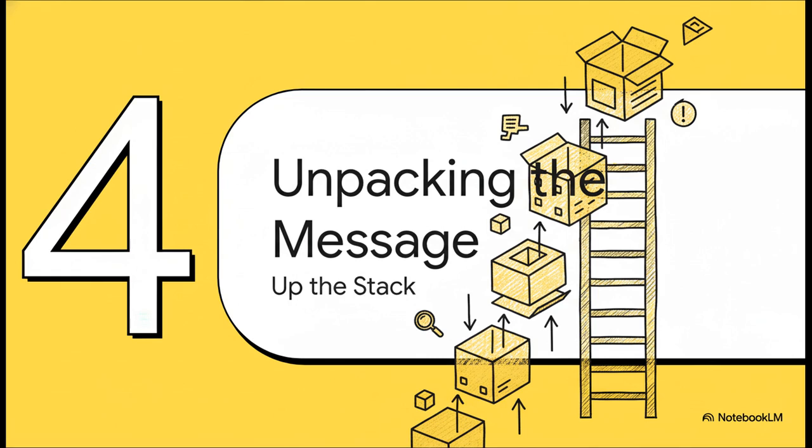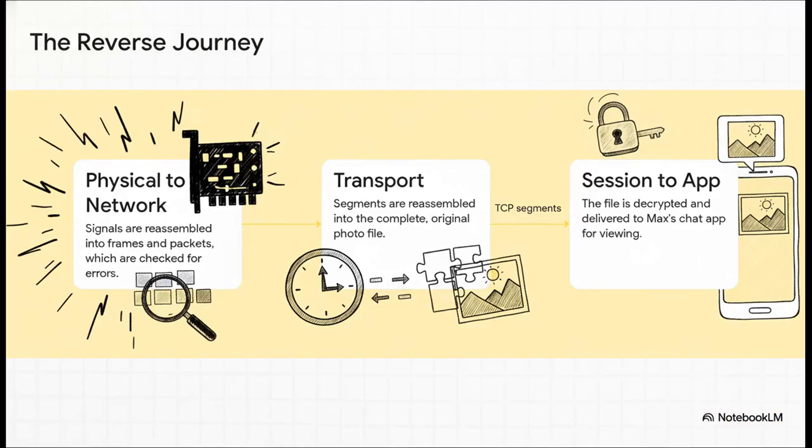So what happens when those signals arrive at Max's phone? Well, the entire process just happens in reverse. It's a process called de-encapsulation. The data starts moving up the stack, and at each layer, the package is unwrapped and the instructions are read. So on Max's device, the data starts its journey back up the stack. First, the physical layer converts the incoming signals back into digital bits. The data link layer strips off its wrapper, checks for any errors. The network layer unwraps the packet and confirms, yep, this IP address is for me.